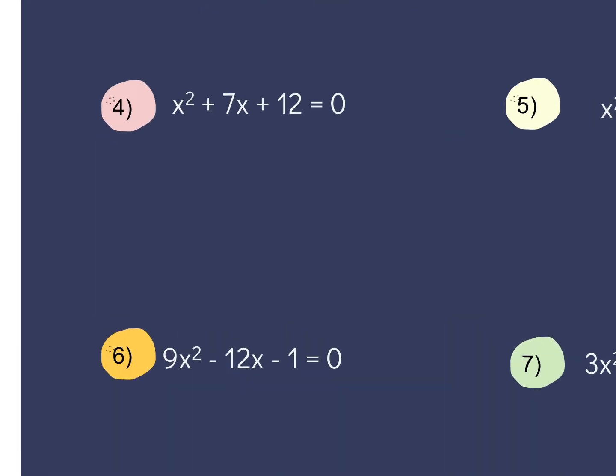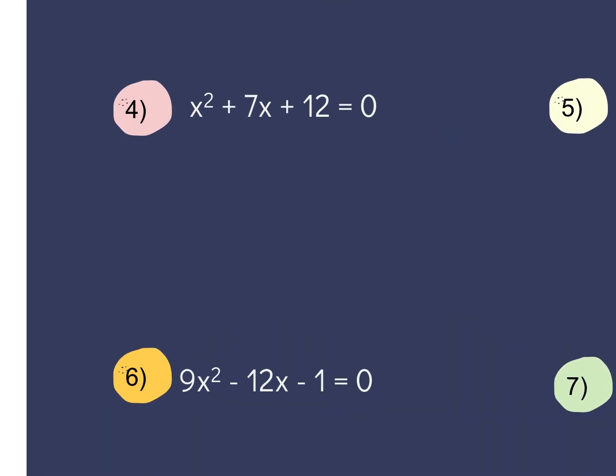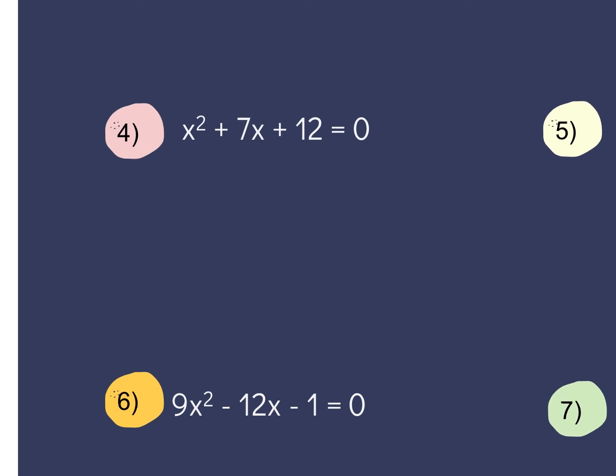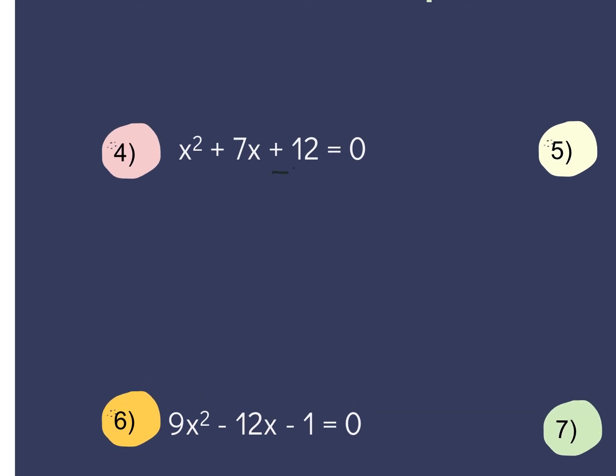So number 4, again, check to make sure that there's not a number in front of x squared, and there's not. So move the constant. Step number 1 is move the constant.